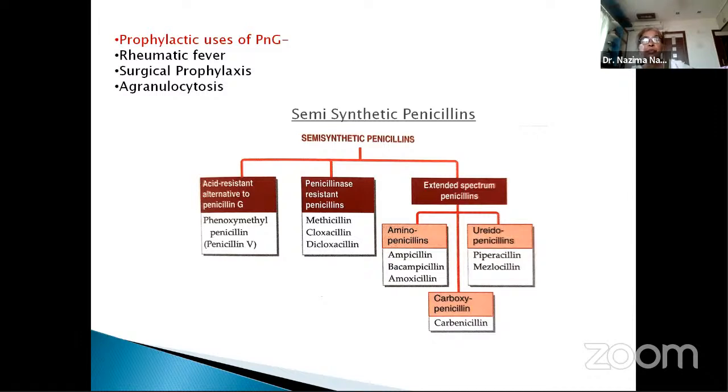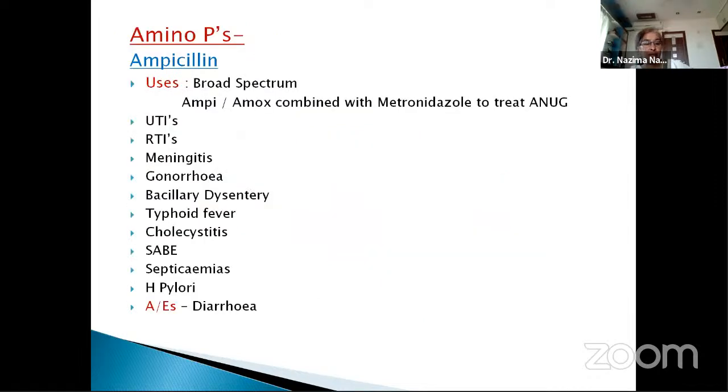And then we come to the extended spectrum penicillins. Now these drugs are classified into aminopenicillins like ampicillin, bacampicillin, amoxicillin. Then there are the carboxypenicillins like carbenicillin, and we also have the ureidopenicillins like piperacillin, mezlocillin. Now, amongst all these drugs, the aminopenicillins are the most commonly used drugs in case of orodental infections. Ampicillin belongs to the aminopenicillins.